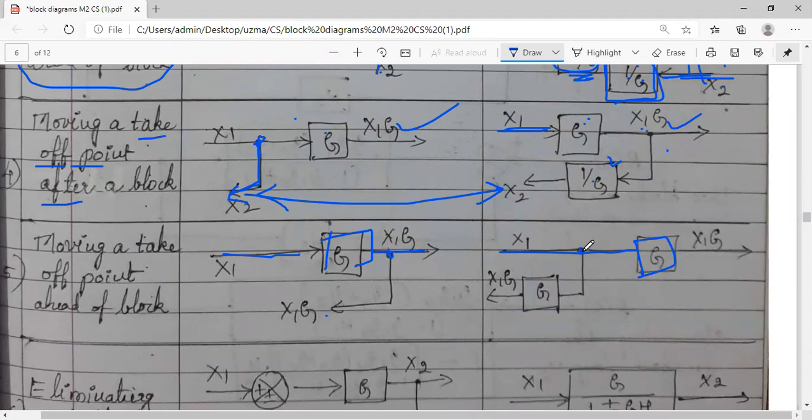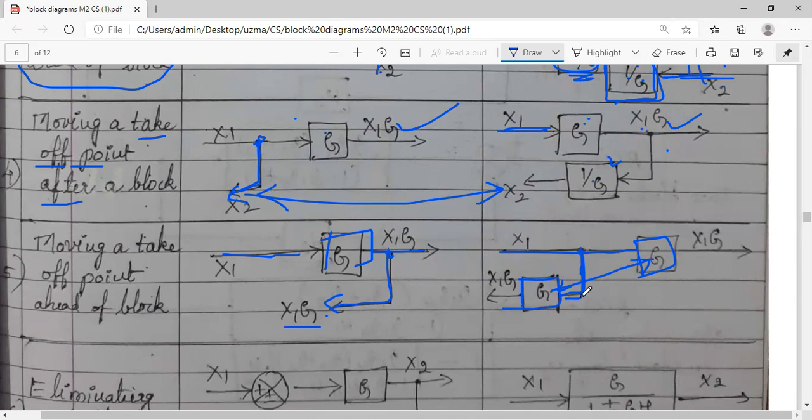Okay, if I take this before, I have to pass this through a block which has the same gain as that of the original block gain. Both of these gains should be the same. From this I can take the takeoff point. So here you can see, we have taken the signal directly from the takeoff point. From this one signal is coming out, x1 into g.